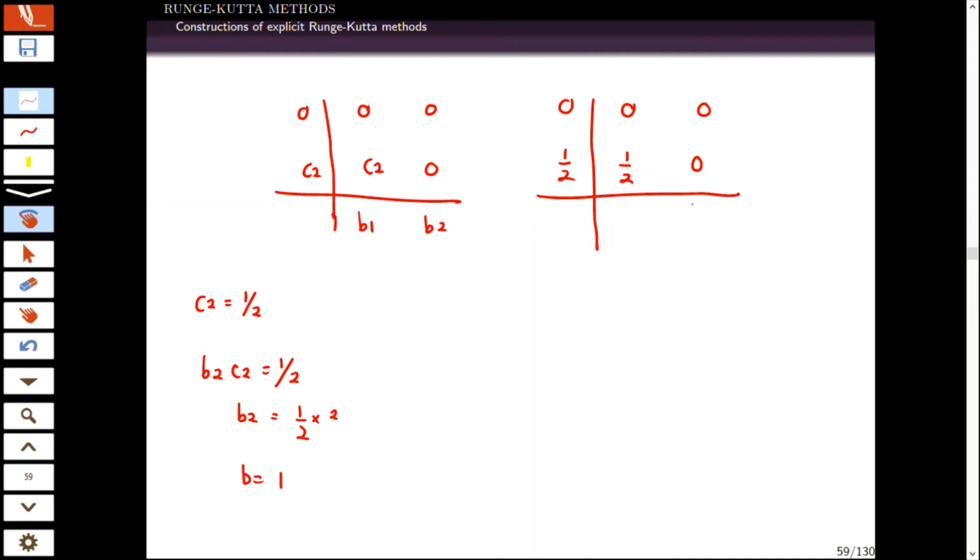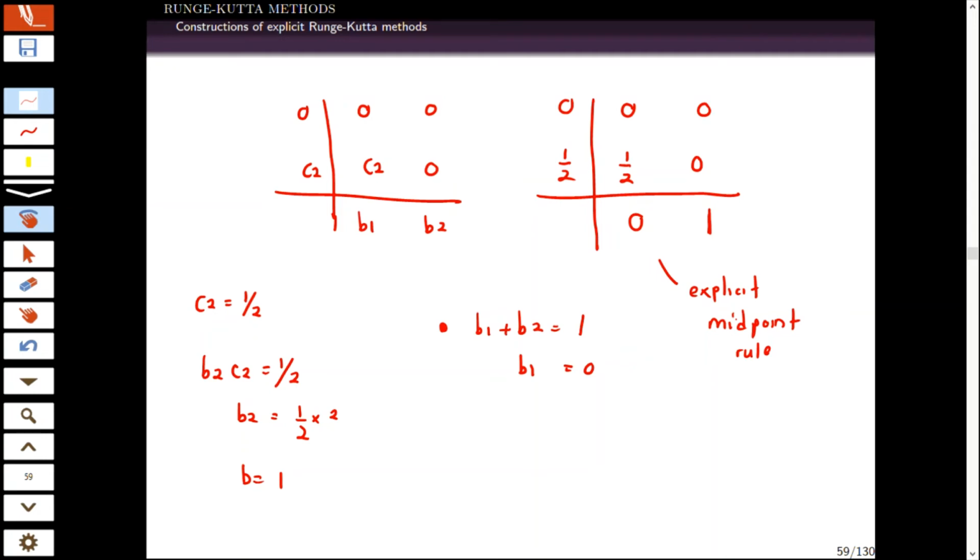If B2 is 1, now remember we have the condition for this one, which is B1 plus B2 equals to 1. If B2 is 1, now B1 is 0. So I have 0 1. Now what method is this? This is my explicit midpoint rule. So those are the two methods that we can construct by looking at the order condition.